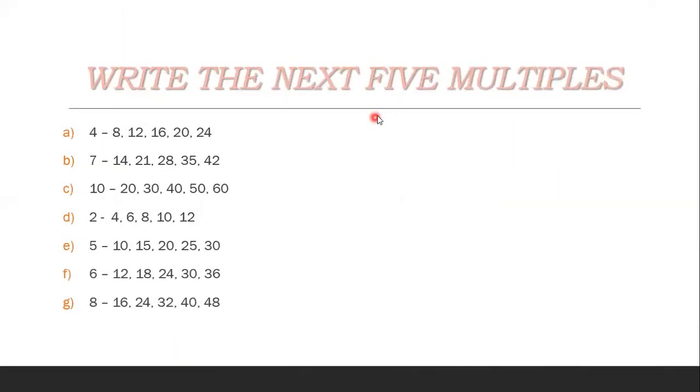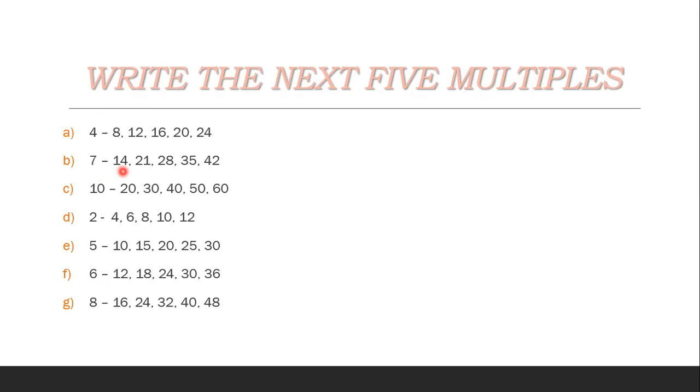Next, now we have exercise 5.1. Write the next 5 multiples of 4. So what are the next 5 multiples? You know 4 ones are 4, 4 twos are 8, 4 threes are 12, 4 fours are 16, 4 fives are 20, 4 sixes are 24. So these are the 5 multiples.